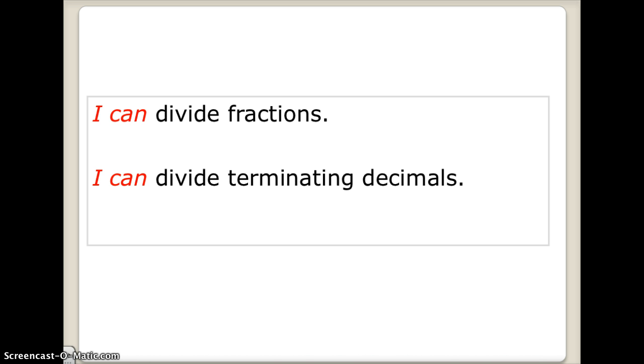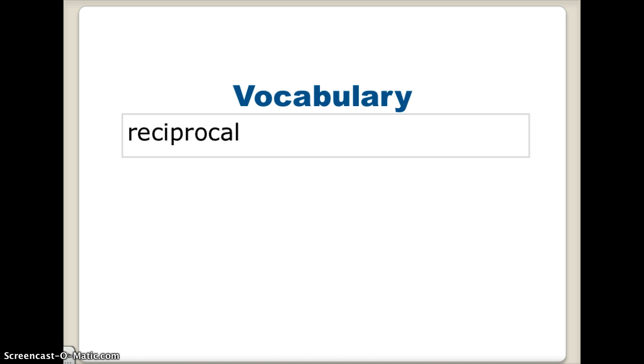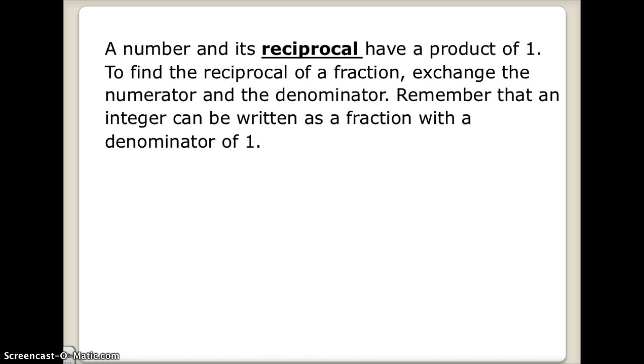Last step is dividing. We need to know what a reciprocal is. A number and its reciprocal have a product of 1. To find the reciprocal of a fraction, exchange the numerator and the denominator. Remember that an integer can be written as a fraction with a denominator of 1.